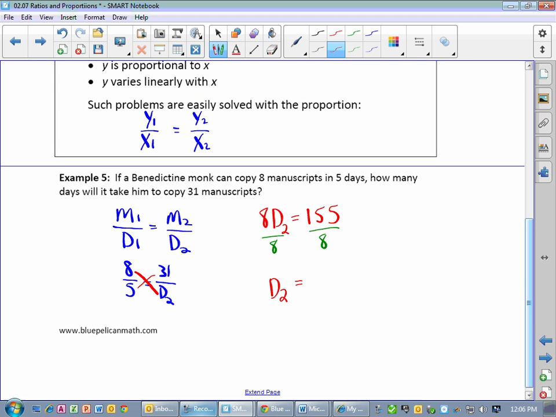Oh yeah, that's right, I remember that. So we get 30.375, 19.375 days. Is it possible to have 0.375 days? Yes. Sure, right? It doesn't have to take a whole day to do something, right?